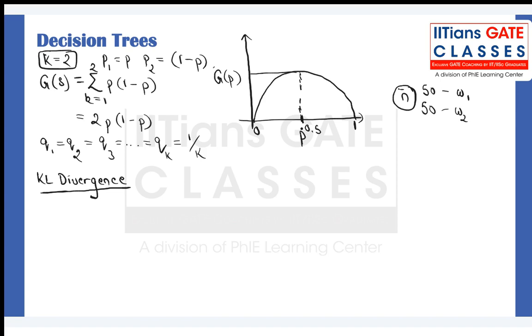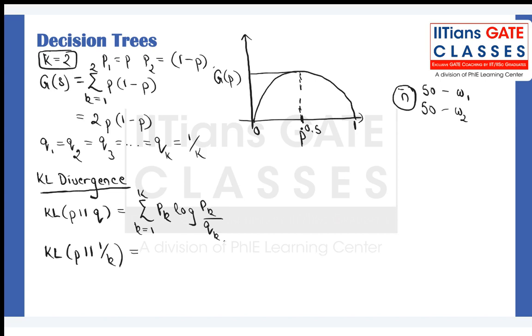So KL divergence would mean how different are two distributions. The KL divergence of distributions P and Q is given by summation k equal to 1 to K, pk log pk by qk. And let's say I want to find the right distribution P, I can use this KL divergence in the sense I would want to compare P with 1 by K. So Q is nothing but the worst case scenario, 1 by K.